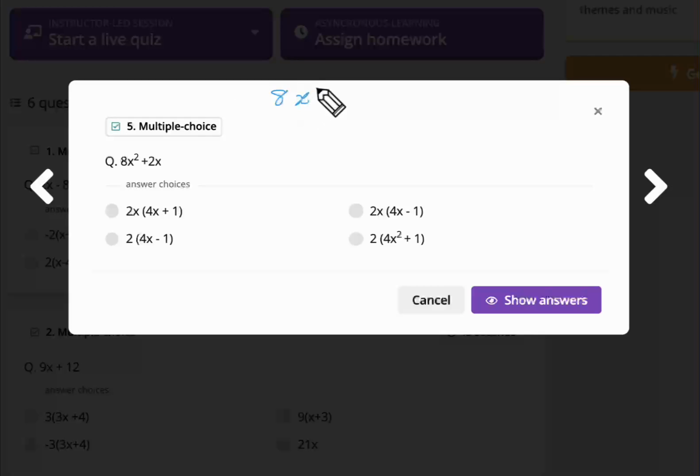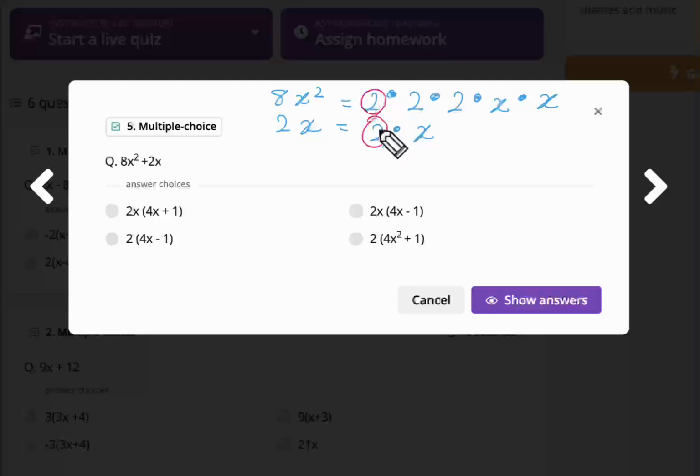We have 8x squared. What is the prime factorization here? The 8 is 2 multiplied by 2 multiplied by 2. I need the prime factorization to make it easy for us to get the greatest common factor. And we have x squared. X squared means x multiplied by x. And now the second term, 2x. It's 2 multiplied by x. What are the common factors? 2 and x. So multiply them to get the greatest common factor, which is 2x.